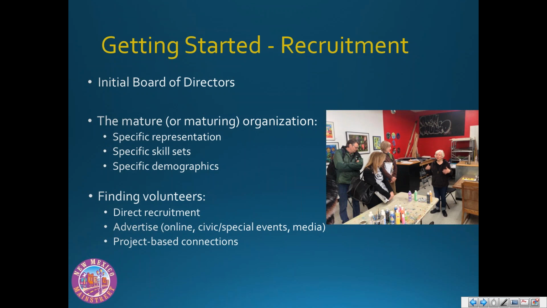And then some of your projects, if you're looking at, say, a facade squad project or a trail project, any one of your projects that you're implementing under the 4 points, you're going to have an opportunity to meet people in the community. So there's an opportunity as well to share the message about your organization and maybe recruit some board members there.